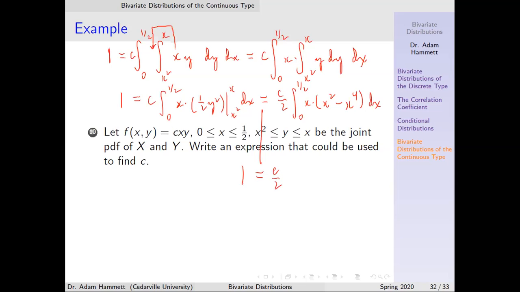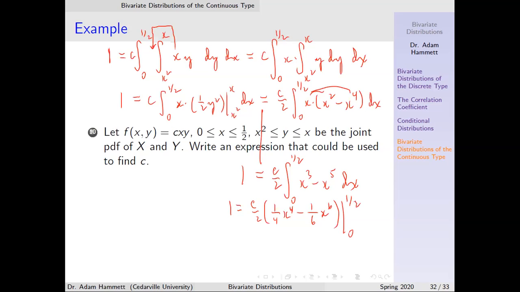Okay, so this is equal to, let me just pull down the 1. This is c over 2. And what am I going to get here? Well, it's the integral from 0 to 1/2. If I distribute this x through here, I'm going to get x cubed minus x to the 5th dx. Okay, so I get 1 equals c over 2 times 1/4 x to the fourth minus 1/6 x to the sixth, evaluated between 0 and 1/2.